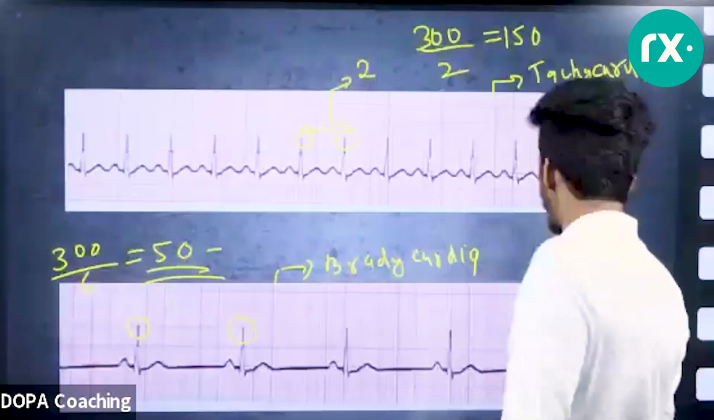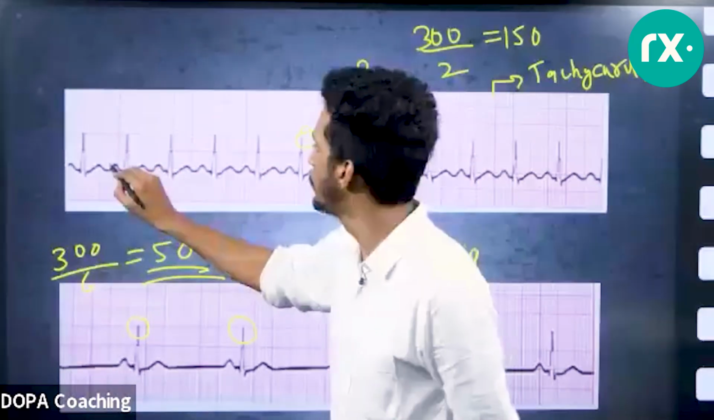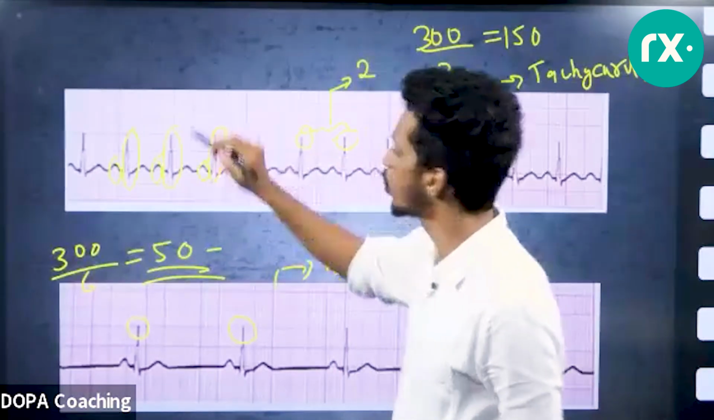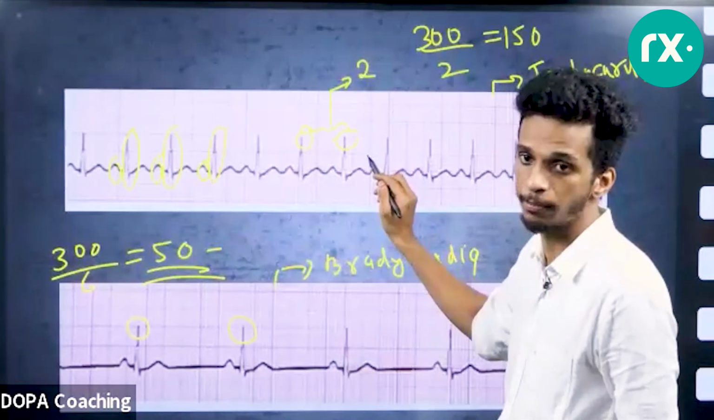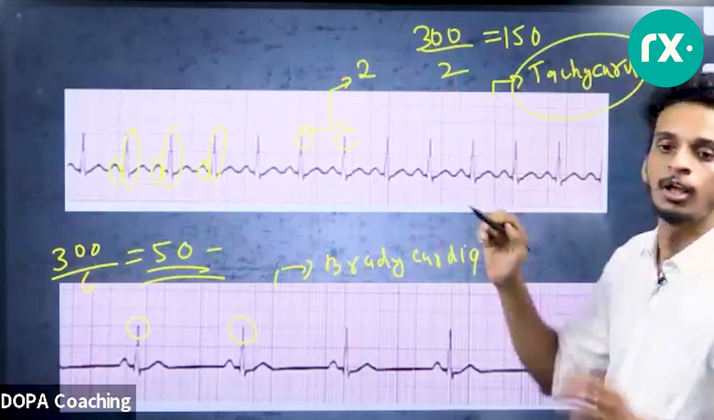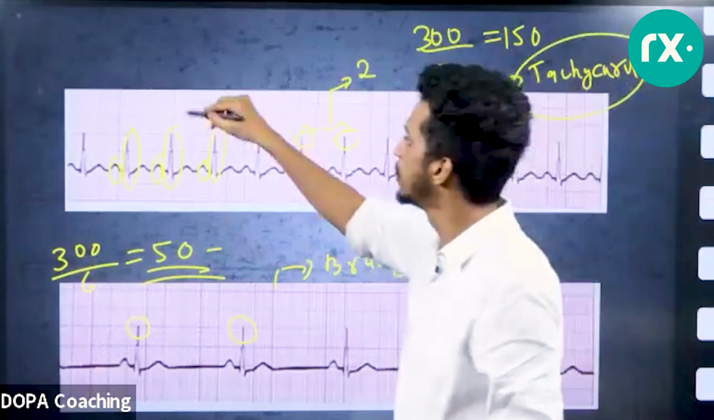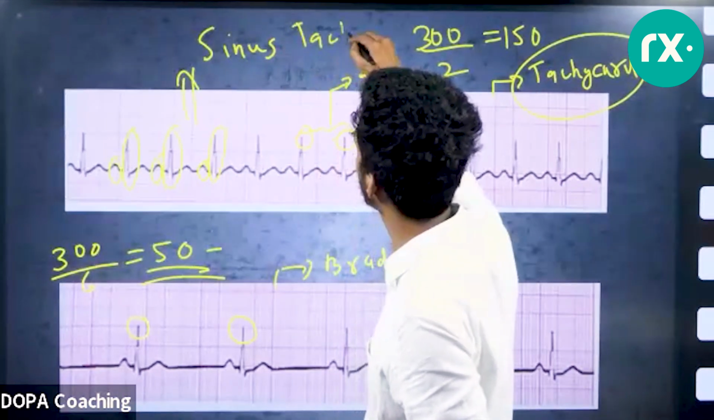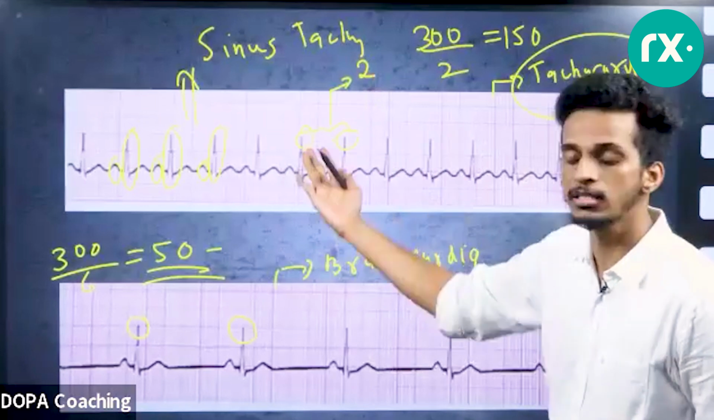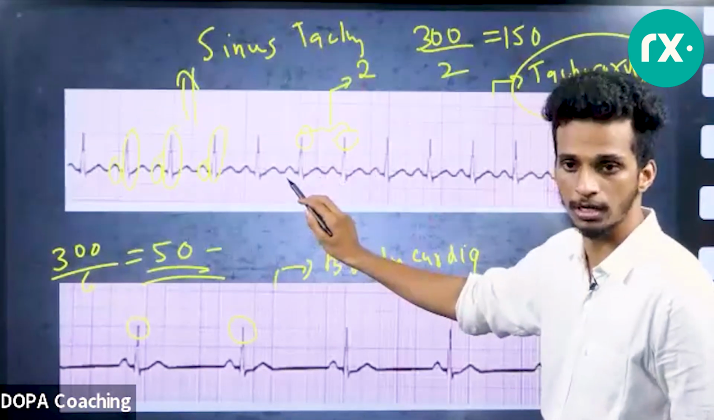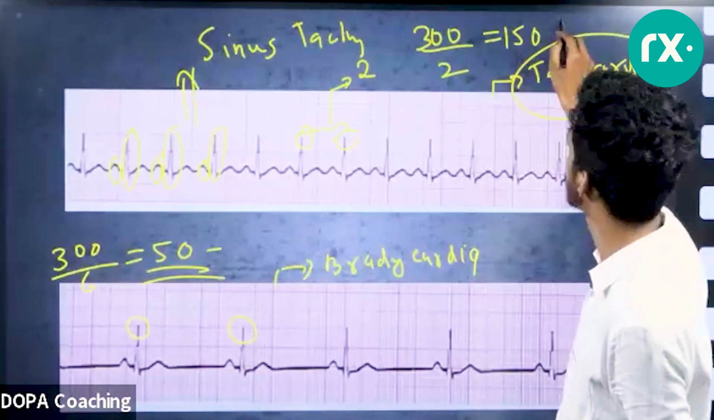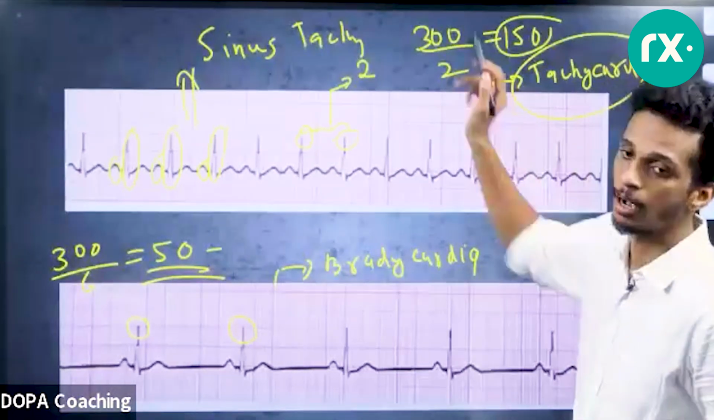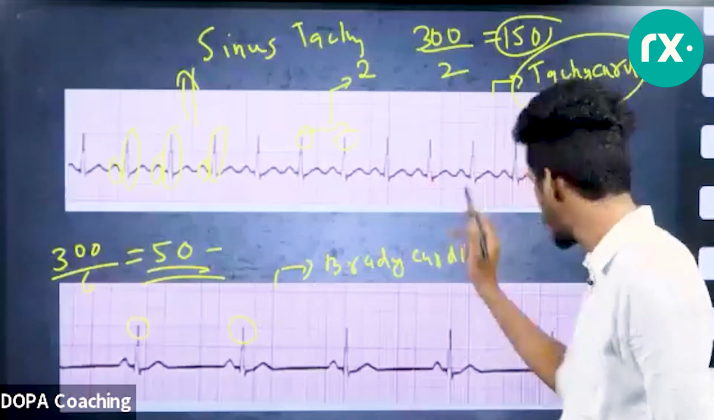So let's move on to these ECGs again. Here you can see that every P wave is followed by a QRS. That means this ECG has sinus rhythm. Also, this ECG has tachycardia. And when you combine both, we can say that this ECG is sinus tachycardia. Why is this sinus rhythm? Because every P wave is followed by a QRS. And why does this ECG have tachycardia? Because its heart rate is more than 100. Combining those two, we can say that this ECG is a sinus tachycardia.